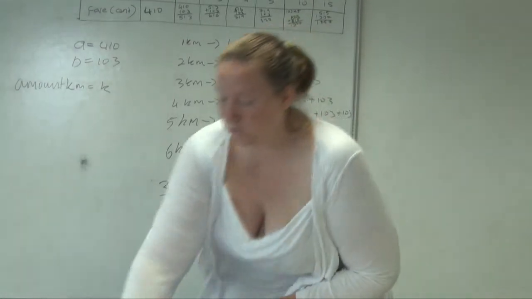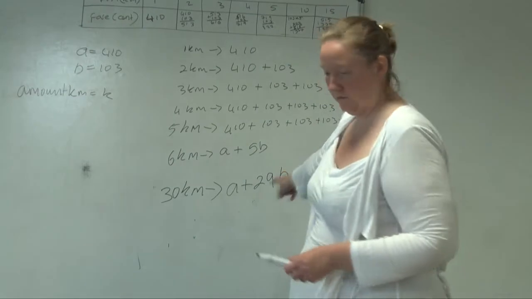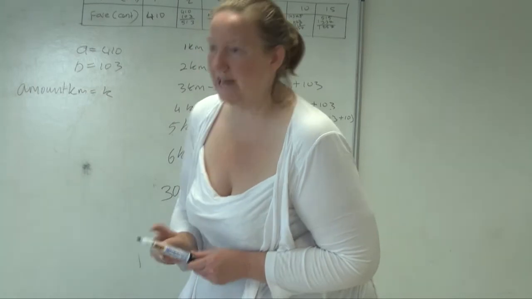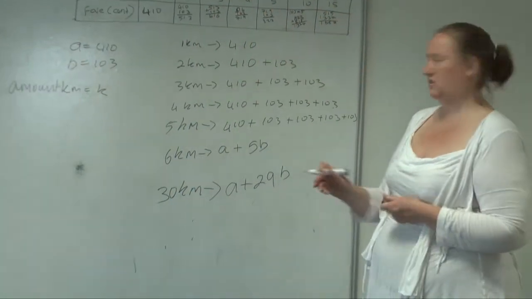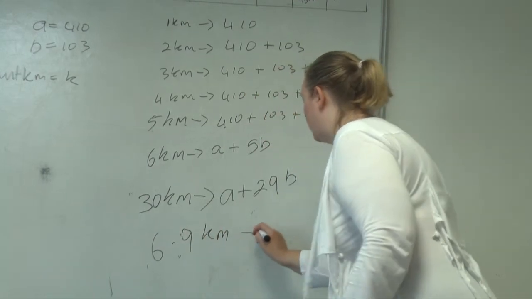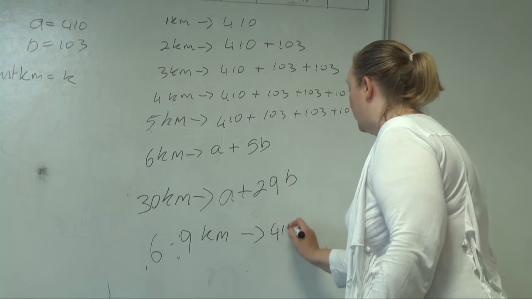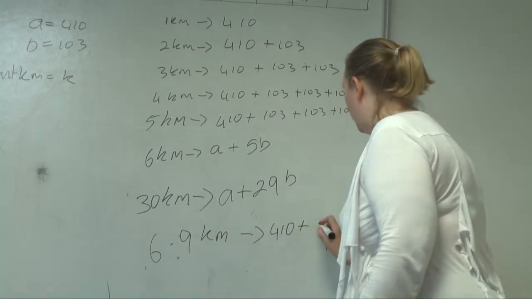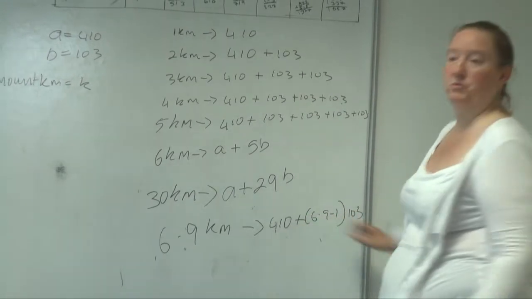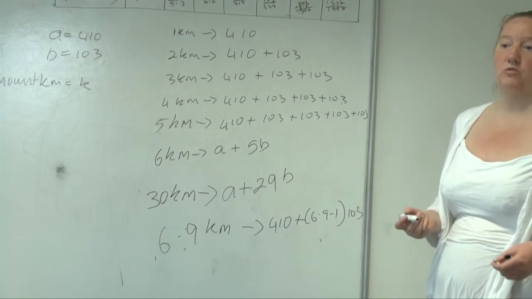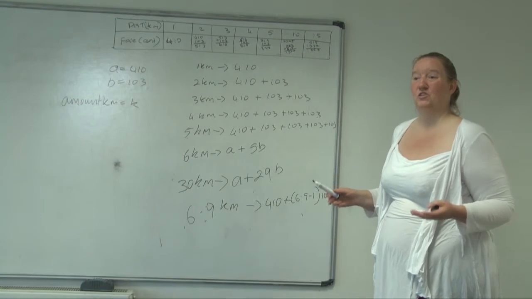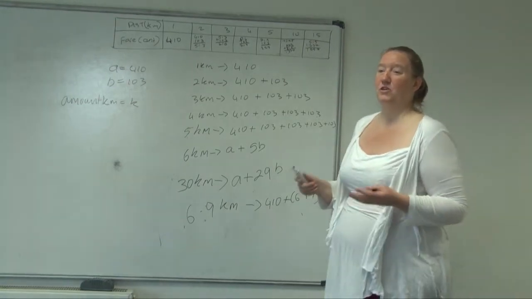Then they ask you, use your formula from part D, that's our formula, to verify part T. So that's 10 euros. We said it was 6.9 kilometres. Okay, so 6.9 kilometres would be A, which is 410, plus 6.9 minus 1 by 103. And you just put that into your calculator and see if you get 10 euros. And if you get 10 euros, then you're right. You might be off by a cent or two, because you're reading from a graph, so you mightn't be exact.